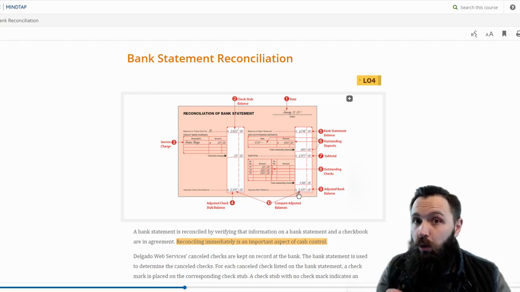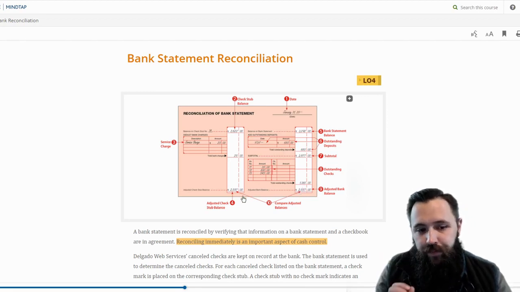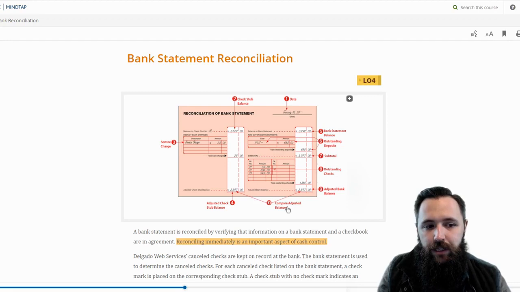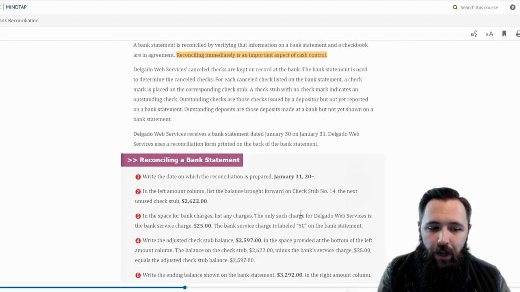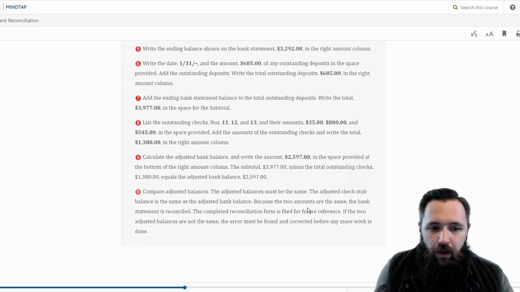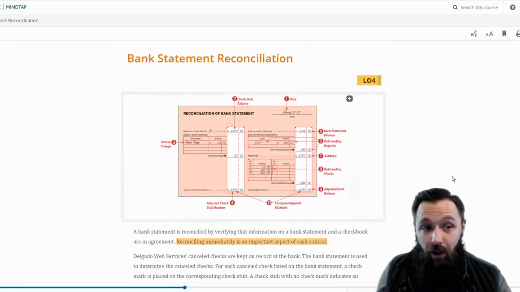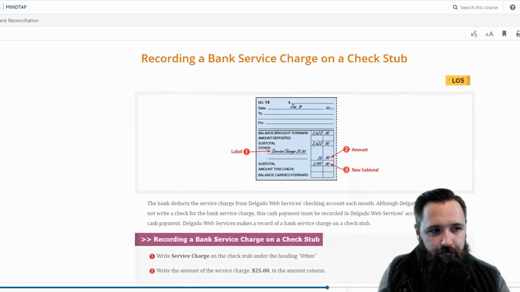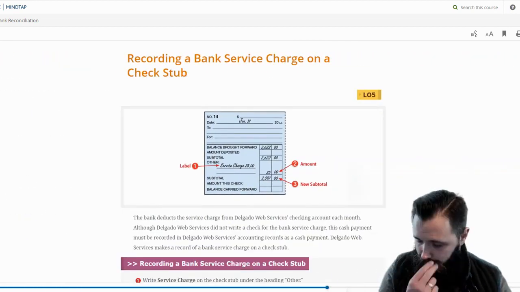Our control, what we check, is does the adjusted check stub balance match the adjusted bank balance? Do they? Yes, they do. $2,597, and we are good to move on. All right, there we go. That is our bank statement reconciliation.